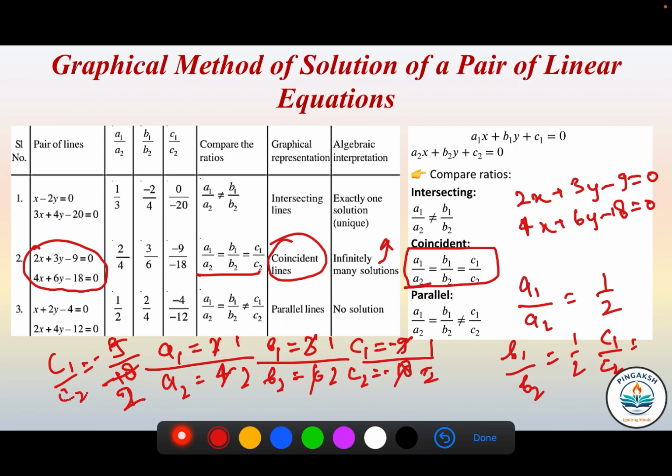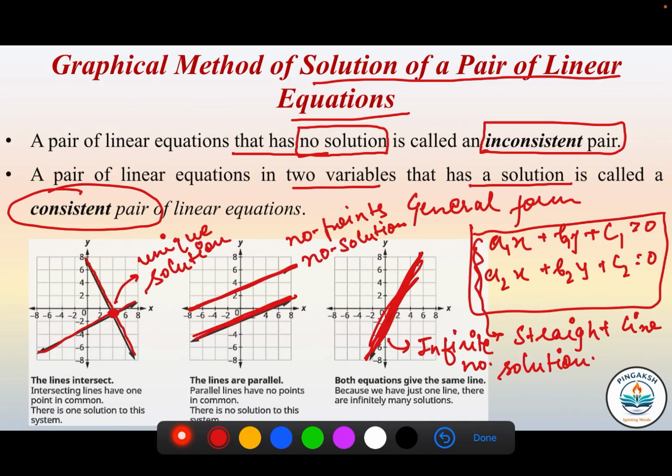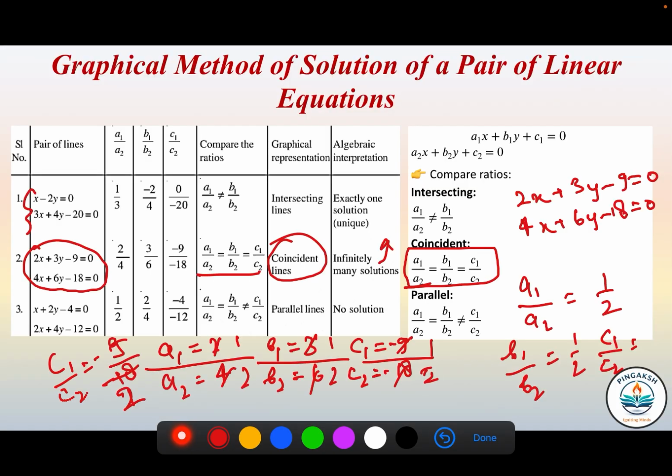Here it is mentioned that pairs which have no solution are inconsistent, and those which have a solution are a consistent pair. So basically these are consistent pairs.